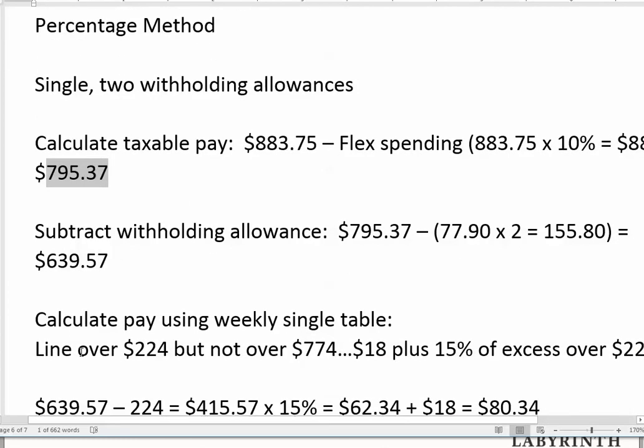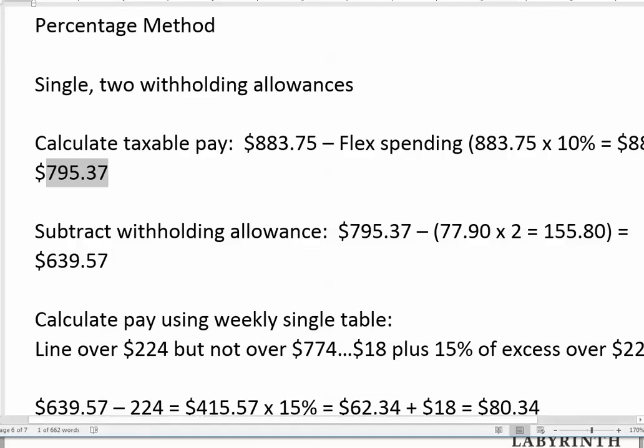So let's find the weekly tables for single. Single weekly is at the very top. It's table 1 on page 243. You can see here we have weekly, bi-weekly, semi-monthly, and monthly. So the first one is weekly. She made $639.57. So we're going to look at the line that says over $224, but not over $774 is $18 plus 15% of anything over $224.